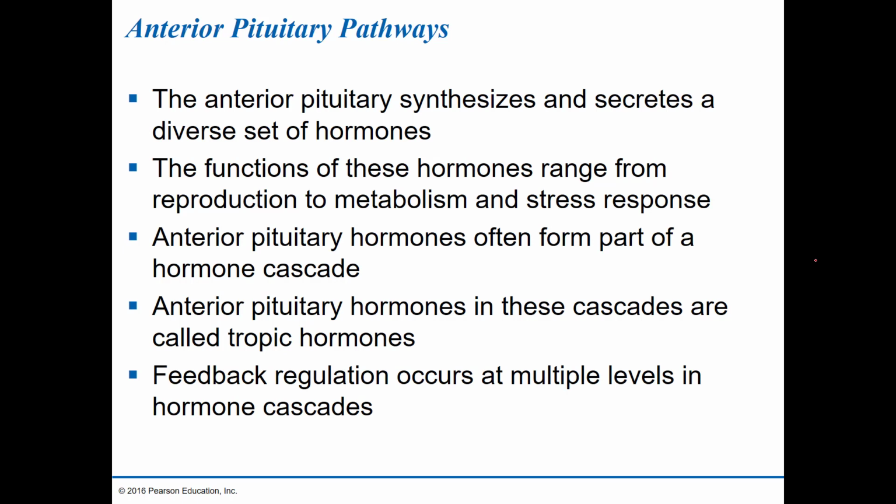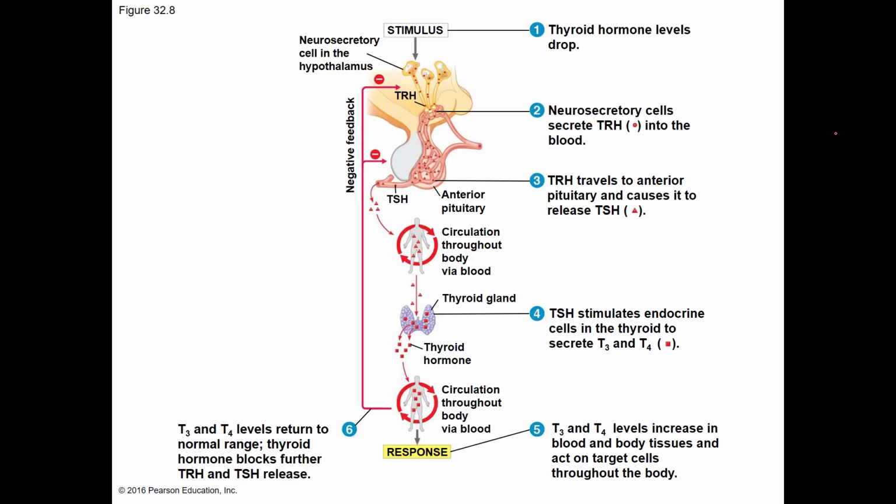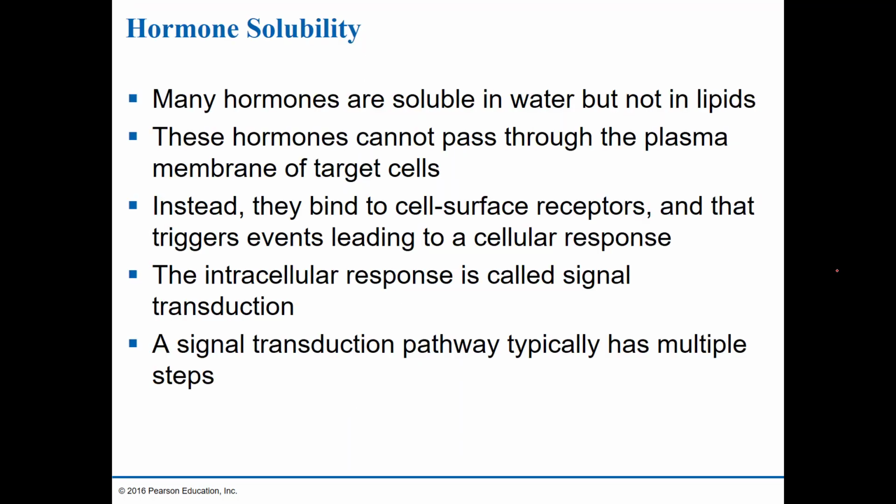Usually the anterior pituitary hormones will cause this hormone cascade. So it definitely snowballs and makes many, many different things happen. And so you get feedback regulation at multiple levels when you have these hormone cascades. And this is an example of a hormone cascade. We're not really going to go in depth with this, but you can see that hormone levels drop, it secretes this, which then secretes this, which then makes this happen. And you just have this huge cascade causing more and more and more things to be released until the body levels itself out the way that it's supposed to.